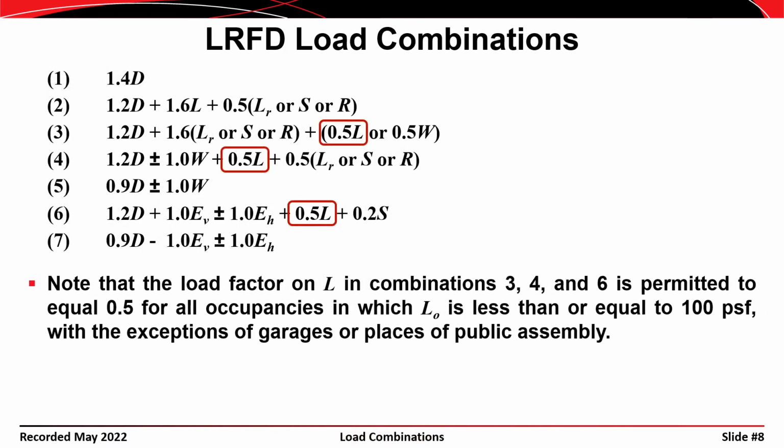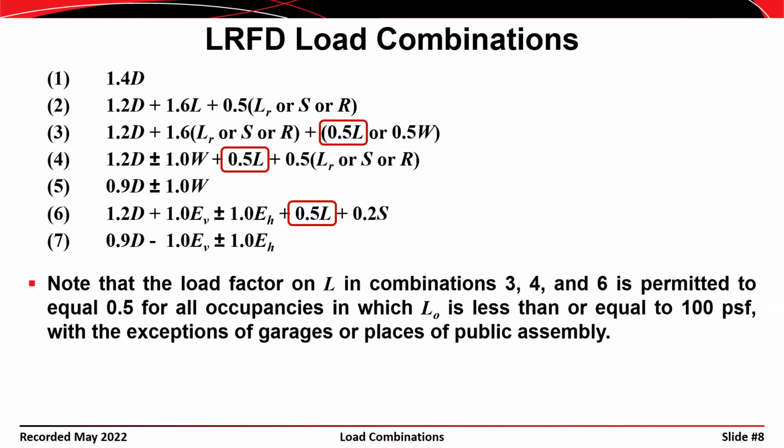So if we look at some of the details associated with this, we have 7 load combinations, but in reading some of the details in the ASCE7 standard, you'll note that the load factor on L in combinations 3, 4, and 6 is permitted to be taken as 0.5 for all occupancies in which L0 is less than or equal to 100 pounds per square foot.